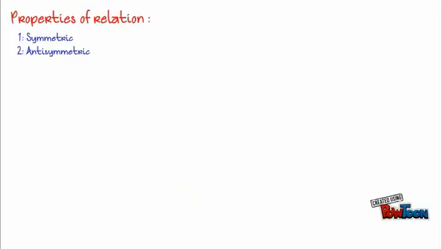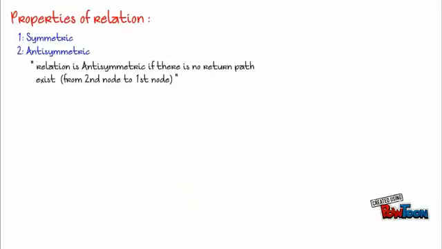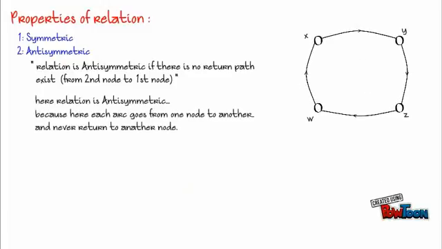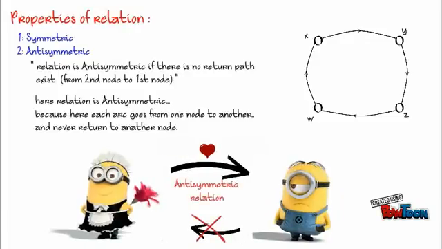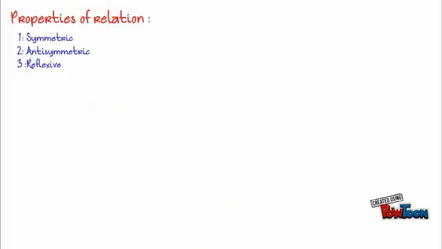Next property is antisymmetric. It is opposite to the symmetric property. A relation is antisymmetric if and only if there is no such direct return path. In the example, an arc exists from x to y but not from y to x. It shows the antisymmetric property.